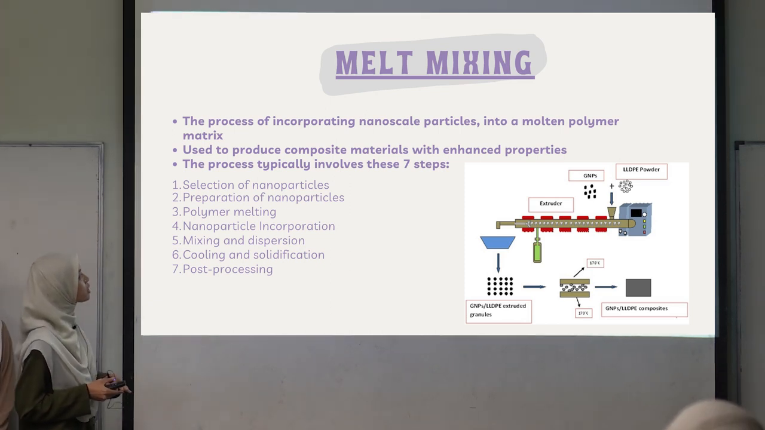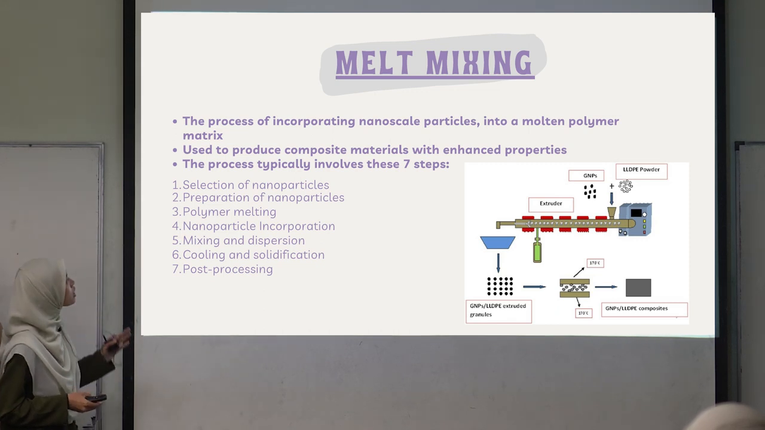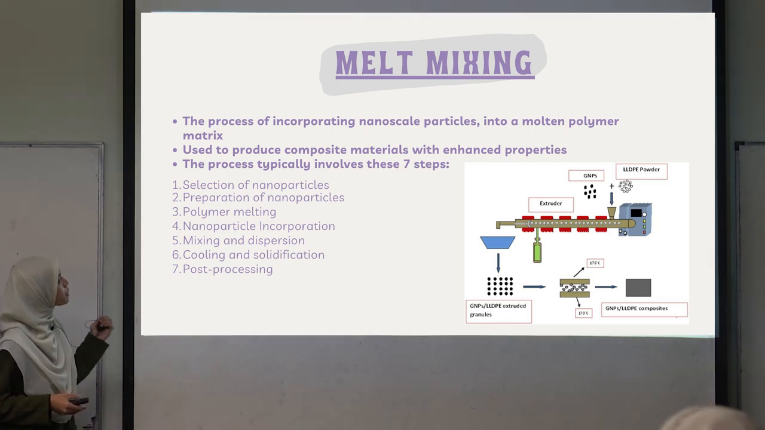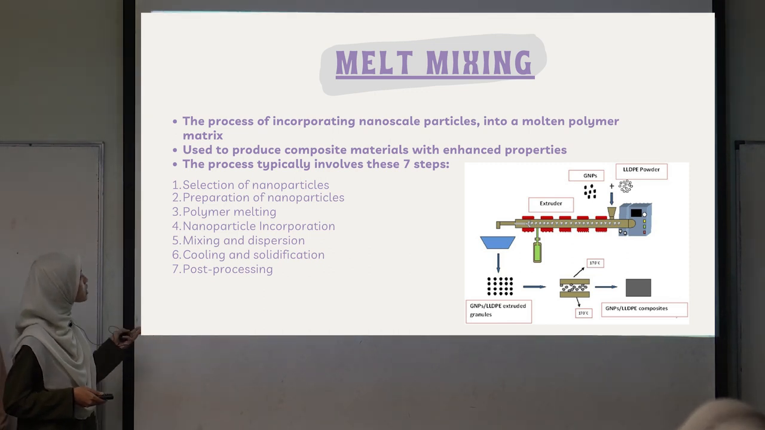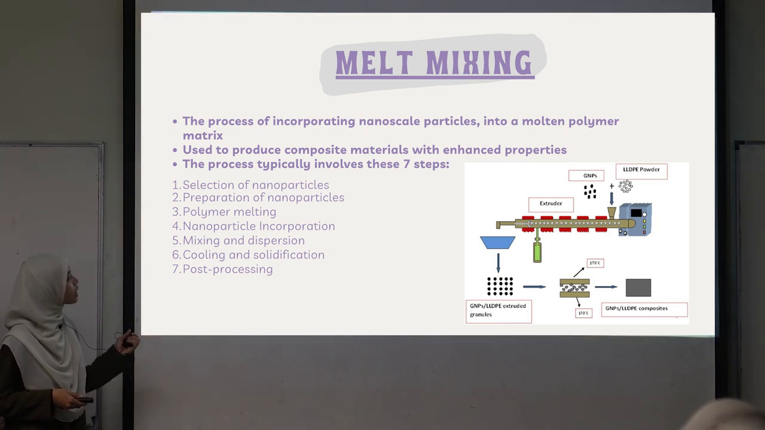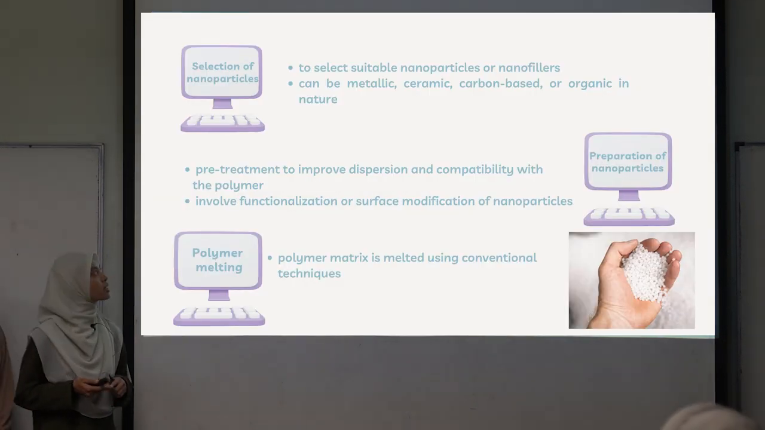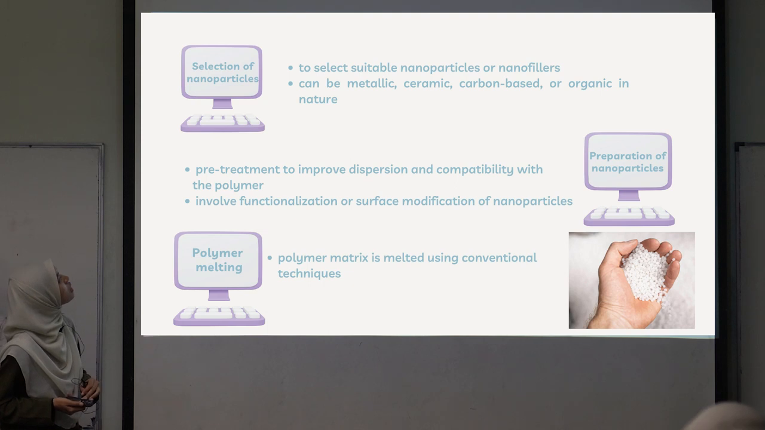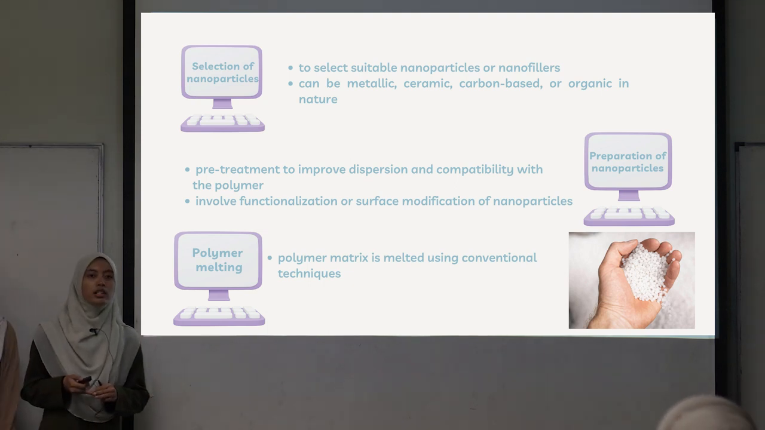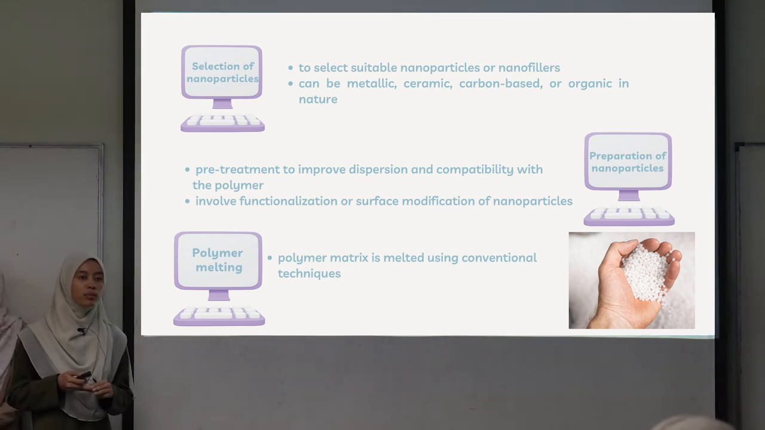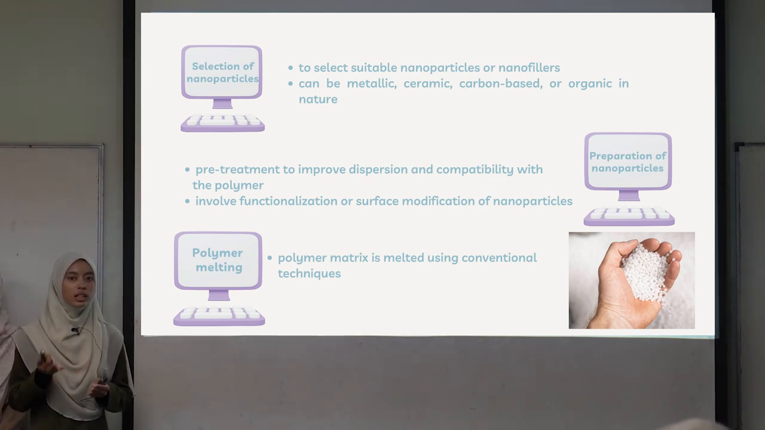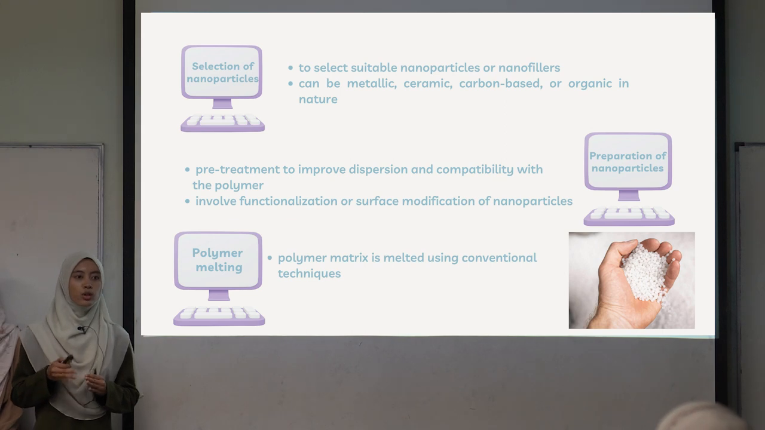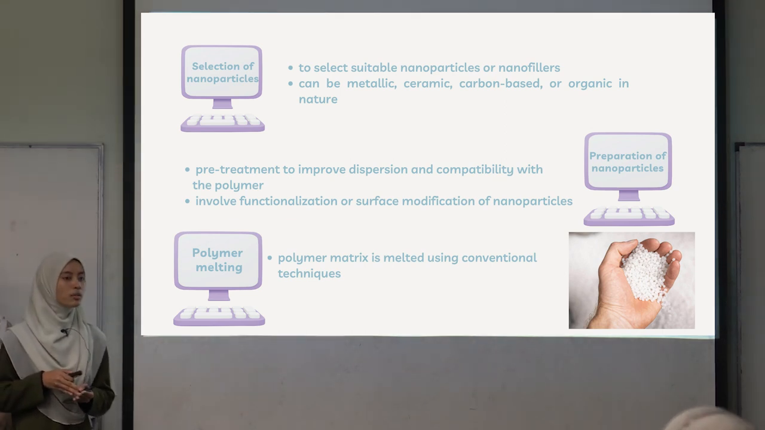This process typically involves these 7 steps, which are selection of nanoparticles, preparation of nanoparticles, polymer melting, nanoparticle incorporation, mixing and dispersion, cooling and solidification, and post-processing. So the first step is to select suitable nanoparticles or nanofillers that can enhance the desired properties of the polymer. We need to choose the appropriate nanoparticles based on the desired properties and the compatibility with the polymer matrix.